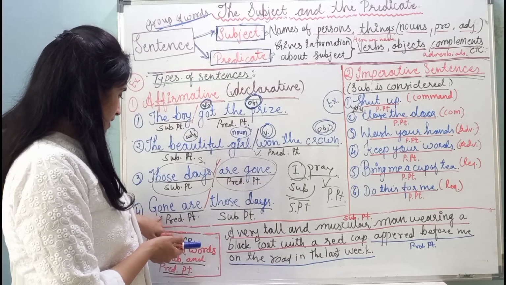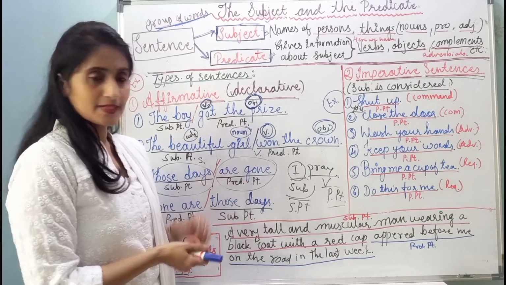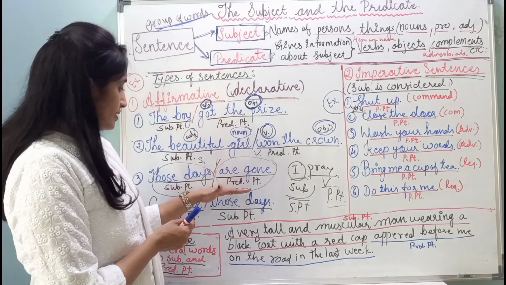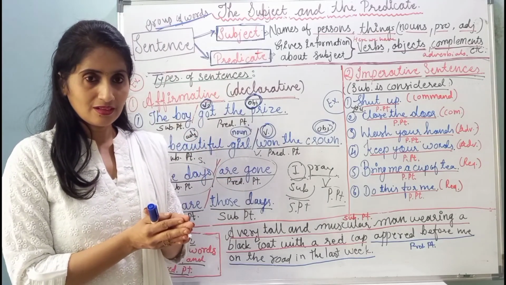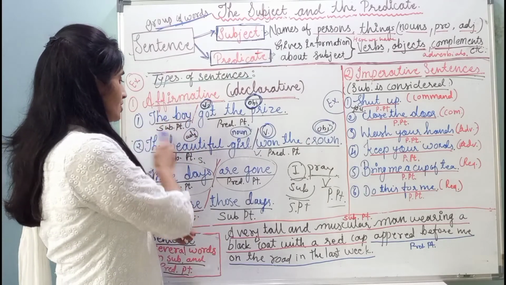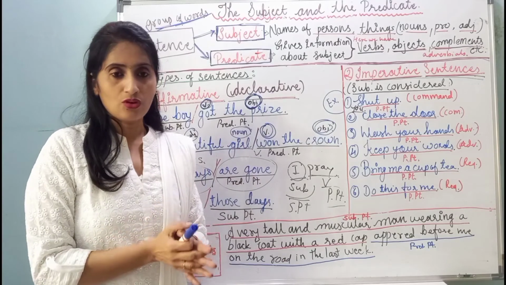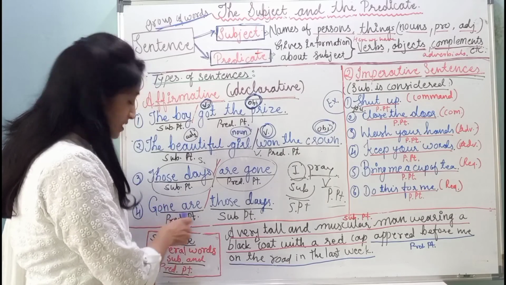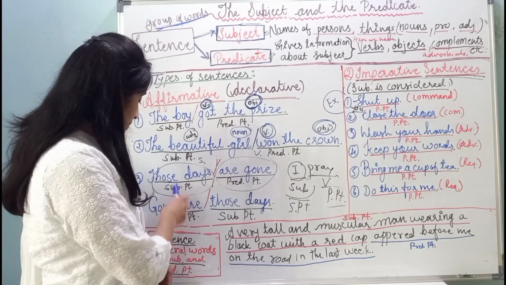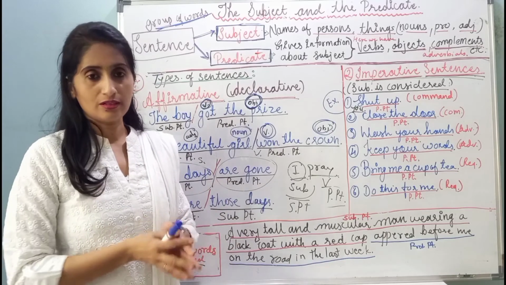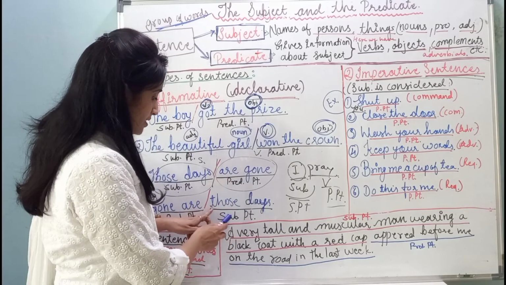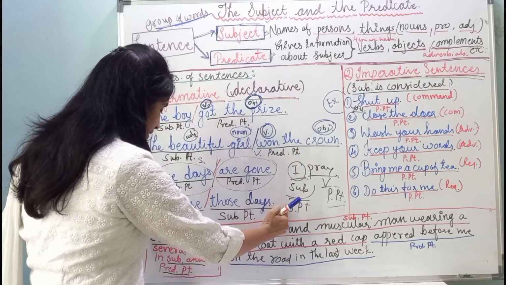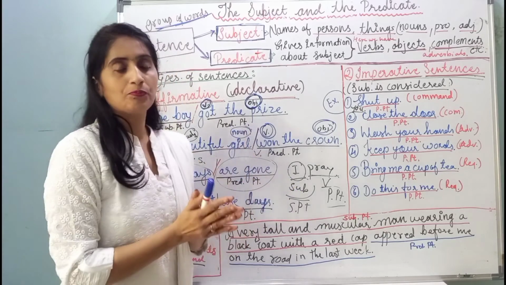The fourth sentence is, gone are those days. Then what to do here? In these three sentences, we have seen that in the beginning, the subject part has occurred. But so far as this sentence is concerned, it has begun with the verb, gone are. And then there is those days. Which are the two parts of this fourth sentence? Gone are and those days.